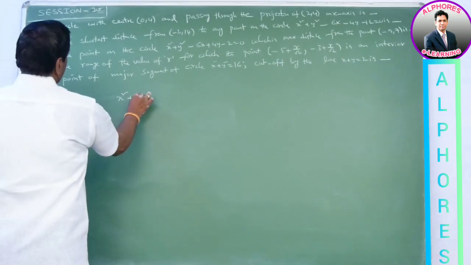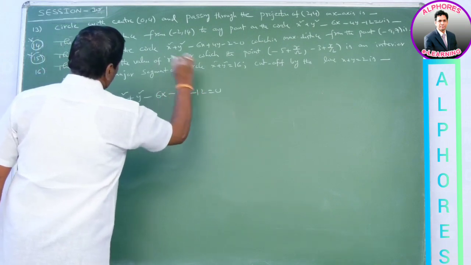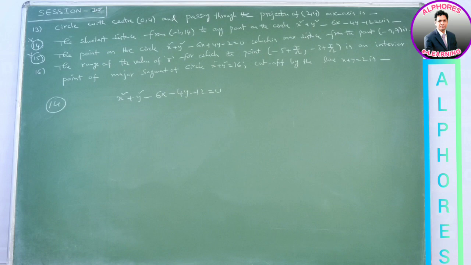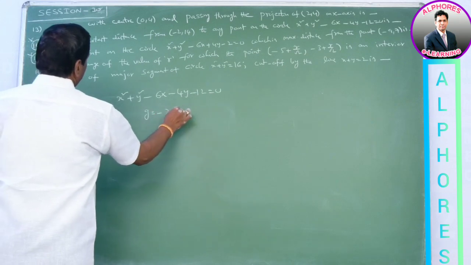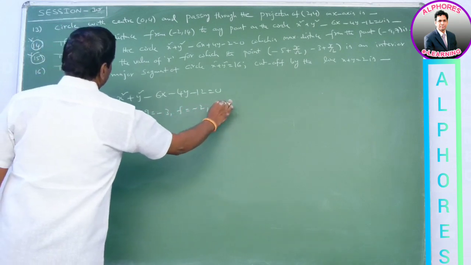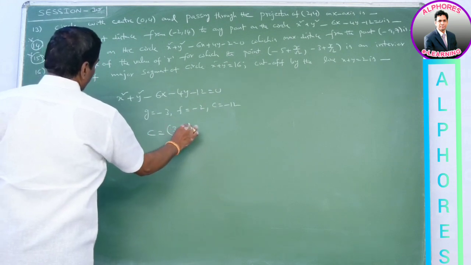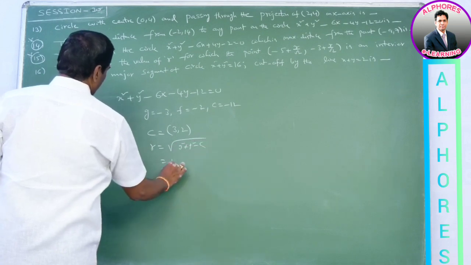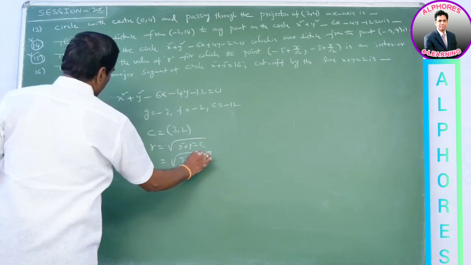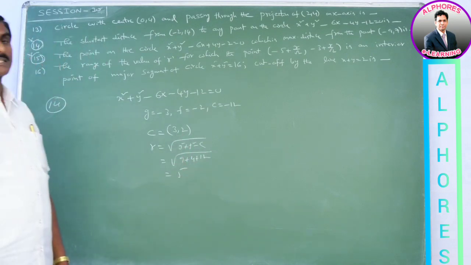The given circle is x square plus y square minus 6x minus 4y minus 12 is equal to 0. It is the equation of the circle. Compare with the standard form x square plus y square plus 2gx plus 2fy plus c is equal to 0. Here g is equal to minus 3, f is equal to minus 2, c is equal to minus 12. Center of the circle C is equal to (minus g, minus f), that means (3, 2). Radius of the circle is equal to root over g square plus f square minus c, that is equal to root over 9 plus 4 plus 12, root 25 means 5. Center of the given circle is (3, 2) and radius is 5.